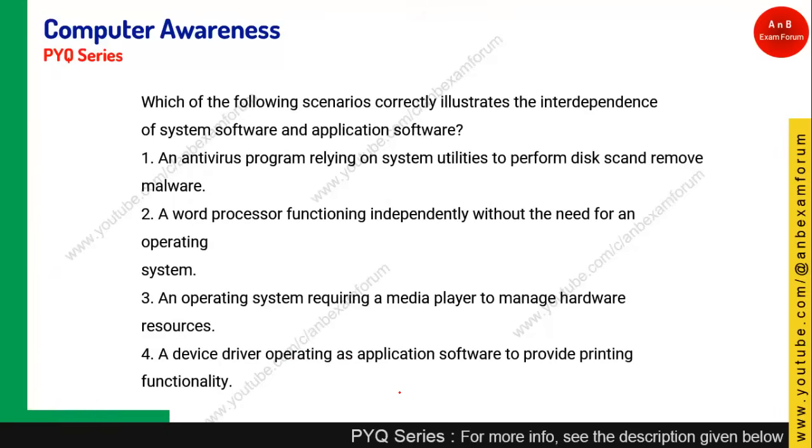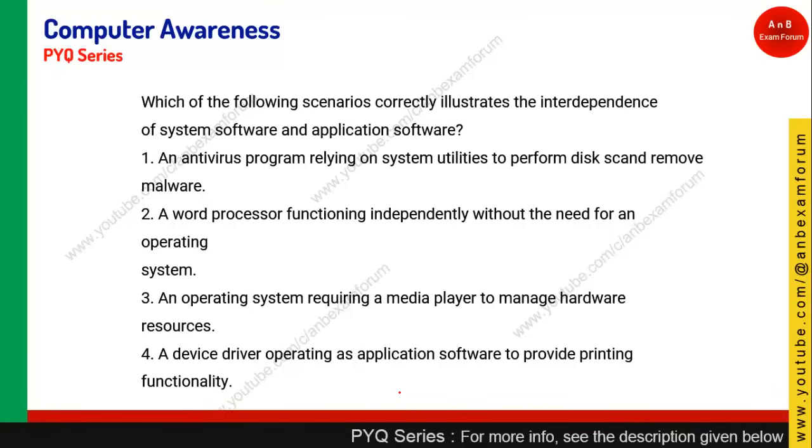Which of the following scenarios correctly illustrates the interdependence of system software and application software? An antivirus program relying on system utilities to perform scans and remove malware. Yes, it is properly interdependent. The antivirus program is your application software, and it is relying on the system utilities, which are system software, to scan the disk and remove the malware. So this is the correct answer.